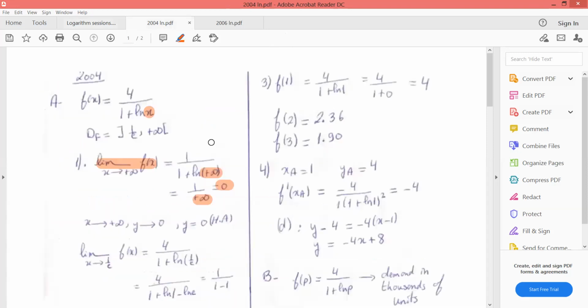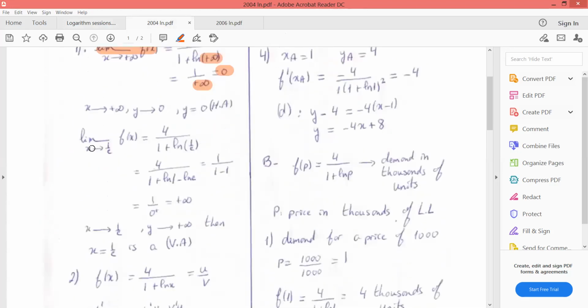We can say the following. Limit as x tends to 1 over e. We replace x by 1 over e. Once again, ln a over b is ln 1 minus ln e. Ln 1 is 0. Ln e is 1. We get 1 over 1 minus 1. 1 over 0 plus. 0 plus because here we have 1 over e plus. 1 over e plus will give 1 plus. 1 plus minus 1 is 0 plus. We get 1 over 0 plus equal plus infinity.